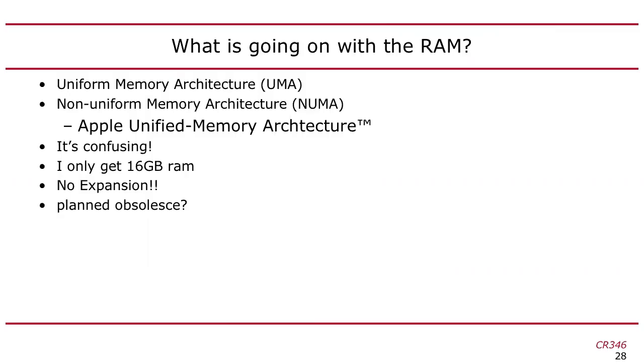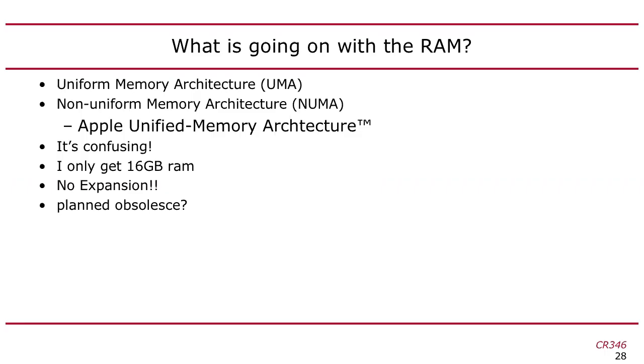Now, from a computer architecture point of view, normally we have two kinds of RAM. In terms of memory architecture, one is called Uniform Memory Architecture, UMA, and the other is called Non-Uniform Memory Architecture, NUMA. But then Apple comes along with the so-called Apple Unified Memory Architecture trademark. And that's confusing and maybe marketing. And then it says you get 16 gigabytes of RAM and that's it.